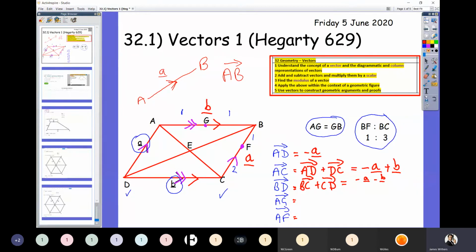Now, going from A to G, so we're going from Andrew's to Giles's house. What you've got to do here is make it clear that A to G is half of A to B. Clearly G is halfway along. Now, what do I know about AB? Well, I know that AB is the vector lowercase b. So I can give my final answer of it being half b.